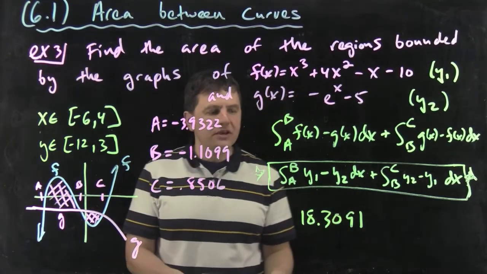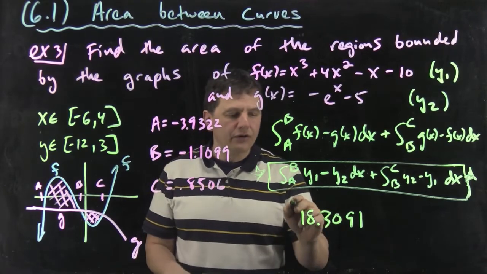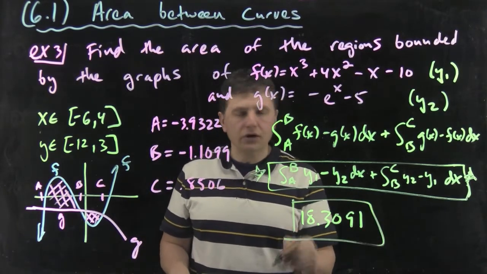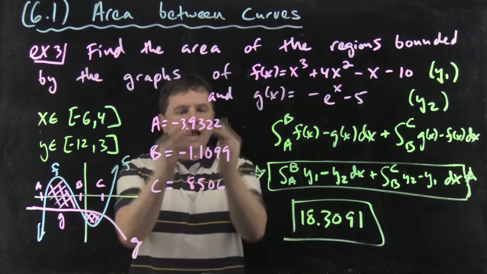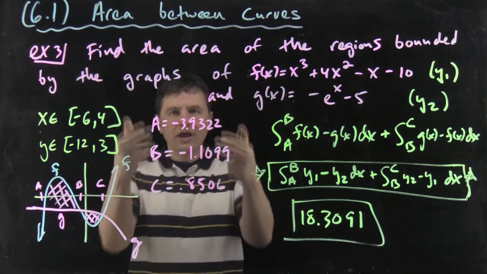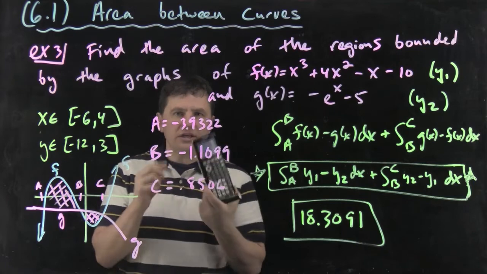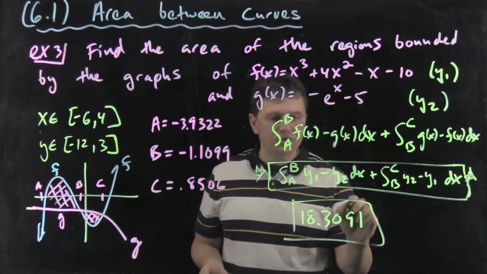18.3091. And as always, make sure your final answers are accurate to 3 decimal places, truncated or rounded. Same with these. Make sure those are accurate to 3 decimal places. On your paper, you can go ahead and round them as long as you're storing these in your calculator to ensure you're accurate. So here's our answer.